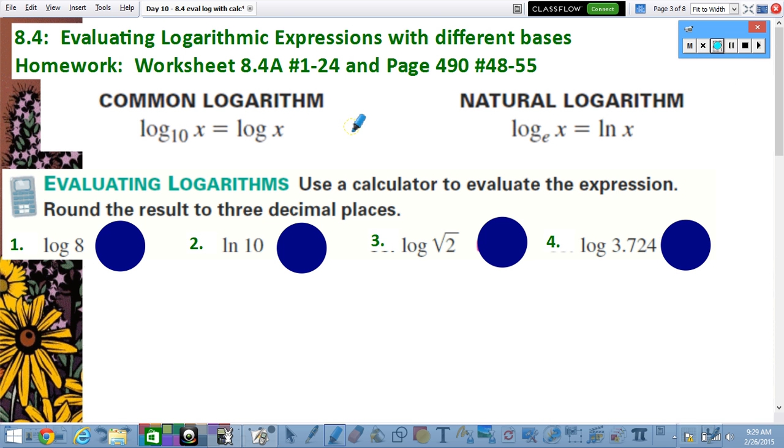Okay, so yesterday we worked with all kinds of bases. Today we're going to focus in on 2 bases. We're going to focus in on base 10, which is our common logarithm, and we're going to focus in on base e, which is our natural logarithm. So we've got those 2 buttons on our calculator. That's what they stand for. Base 10 is our common logarithm.